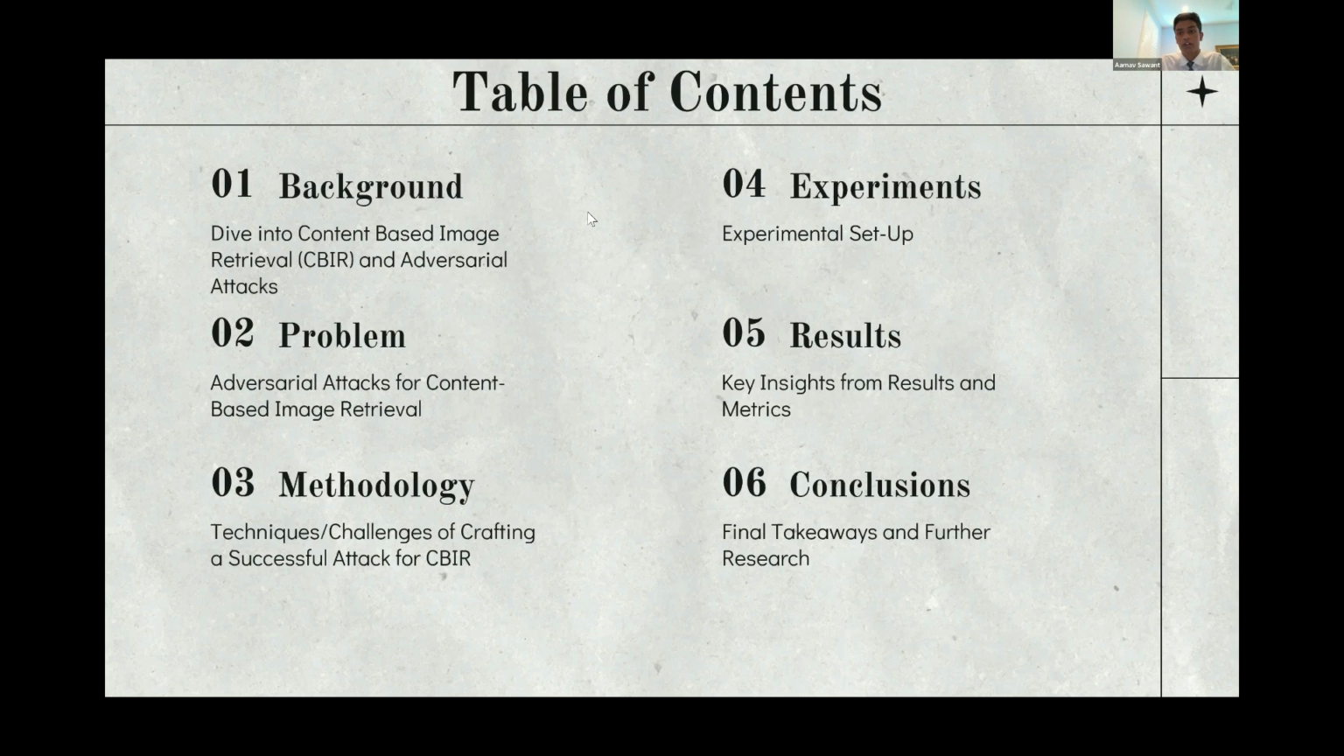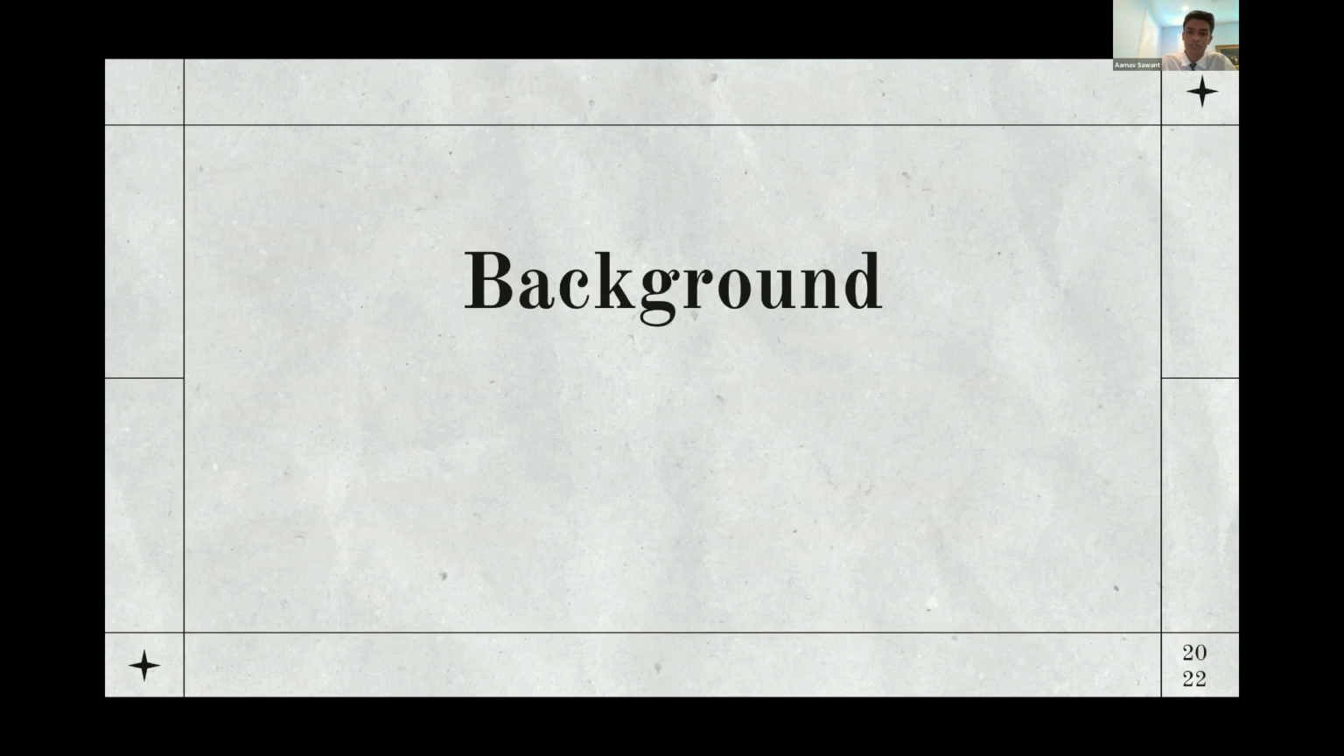We'll first start off by diving into a background of content-based image retrieval, specifically how it works. We'll then give a little bit of context into what adversarial attacks are. Then we'll formulate the problem of adversarial attacks specifically for content-based image retrieval. After that, we'll explain the methodology and the techniques and challenges of crafting a successful attack for content-based image retrieval before expanding on the extensive experimentation we conducted. We'll then analyze the key insights and results and the metrics that we took away before leaving off some takeaways and further research. So here we go.